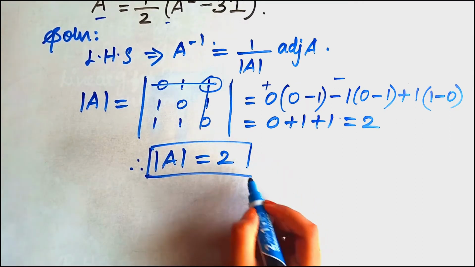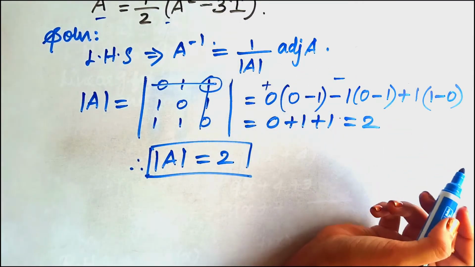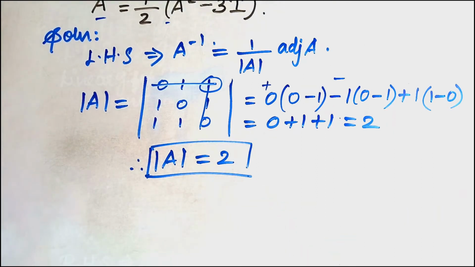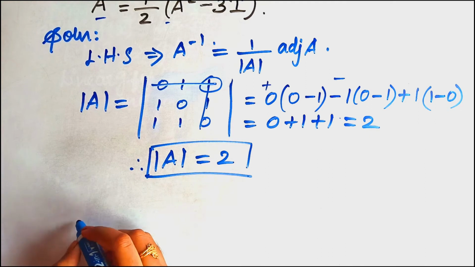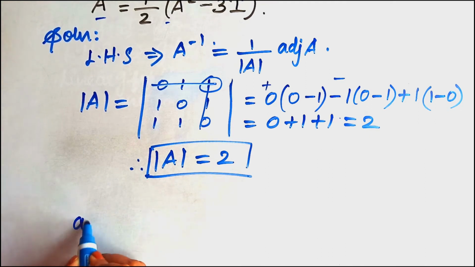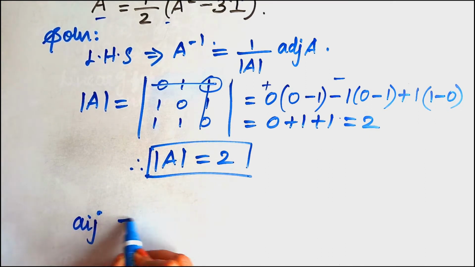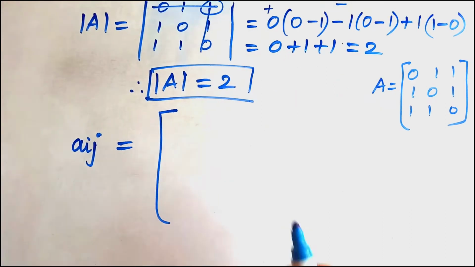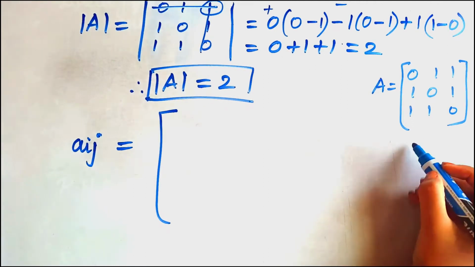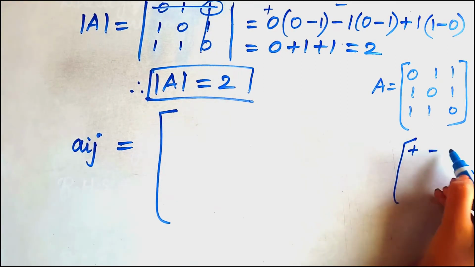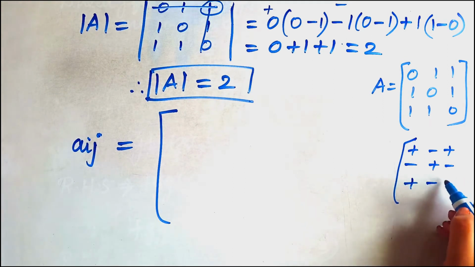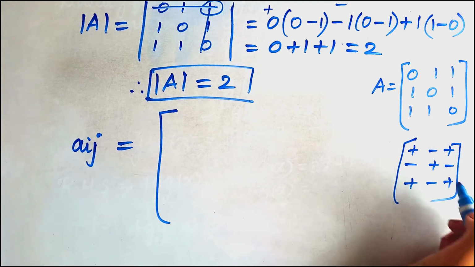That's what we have found. Now we have to find the adjoint of A. So before finding the adjoint of A, we will always find the cofactor of A. So cofactor of A is defined as Aij, right? Is equal to, so how to find a cofactor of A? The A is here. Now we have to follow the pattern, which is plus minus plus, minus plus minus, plus minus plus. So you have to follow this pattern.